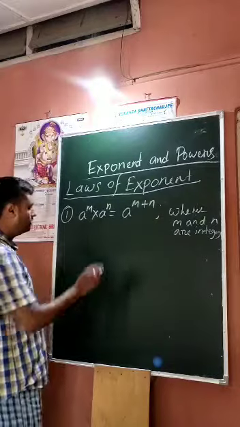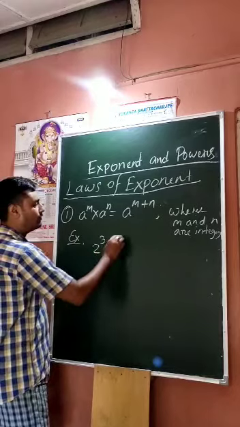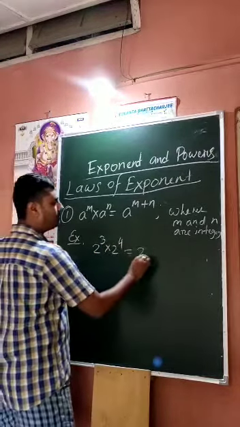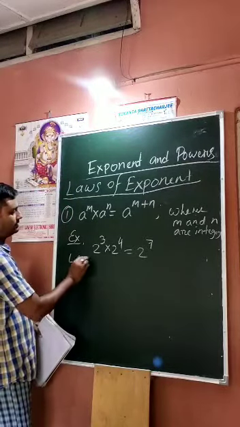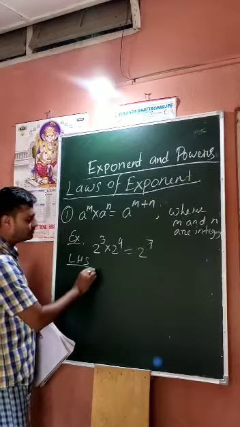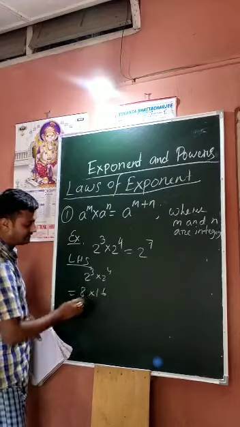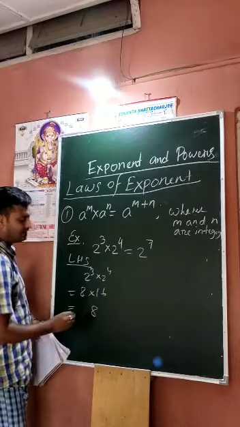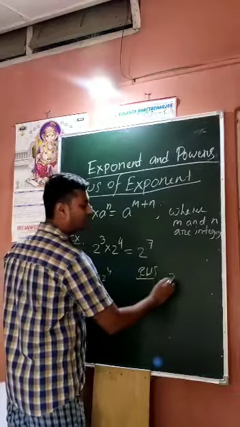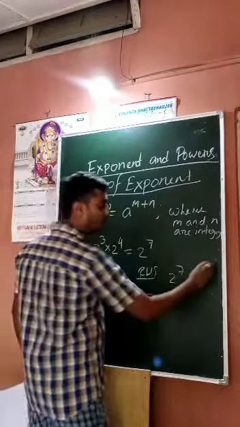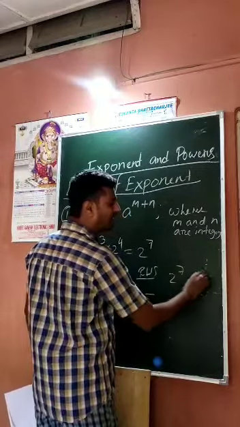Clear, the first law. Let us take an example: 2 to the power 3 into 2 to the power 4 equals 2 to the power 7. On the left hand side, 2 to the power 3 is 8 and 2 to the power 4 is 16, so you multiply 8 into 16, which is 128. Now on the right hand side, 2 to the power 7. 2 cube equals 8.